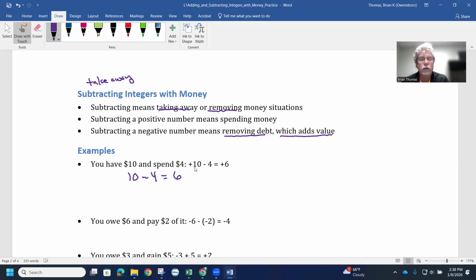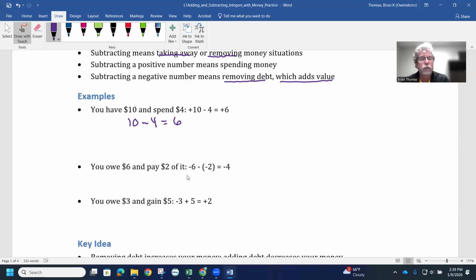So we don't have to use all these positives here. A calculator actually doesn't even like that. So 10 minus 4 is 6. We're showing you this just to help you clarify, but you have to understand that 10 is a positive number and you're subtracting 4, which is a positive number, and in the end, you're still going to end up with a 6.